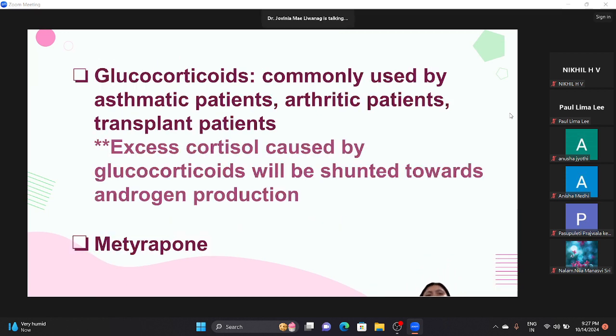Glucocorticoids. Glucocorticoids are the most commonly used by asthmatic patients. If the patient is already a chronic user of steroids, you can see the Cushingoid features of those taking steroids as a reliever or a maintenance in their asthma. Excess cortisol caused by glucocorticoids will be shunted towards androgen production. That's why they have the virilization.